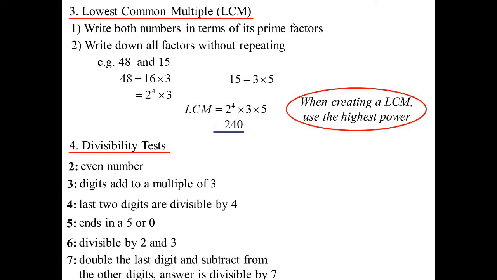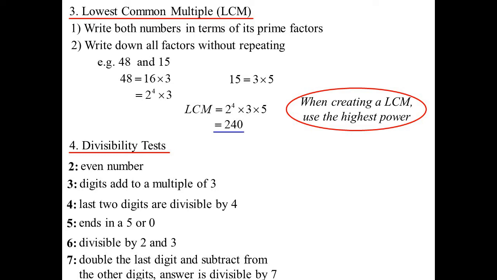Let me show you. Give me a number that we know is divisible by 7. 105, okay? Double the last digit. The last digit is 5. Double it, you get 10. Subtract it from the others, you get 0. And 0 is, of course, divisible by 7. Therefore, that's divisible by 7.